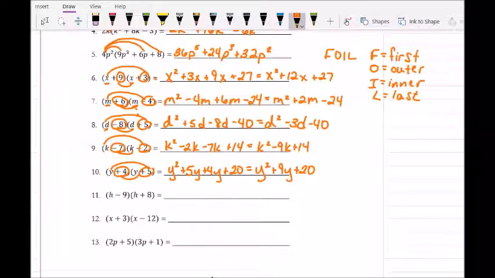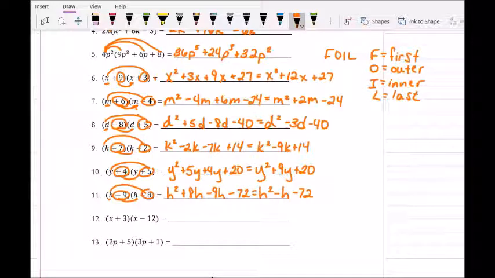Moving on, h times h is h squared. Outer is positive 8h. Inner is negative 9h. And last, negative 9 times positive 8 is negative 72. And combine those two middle terms: h squared, 8 minus 9 would be negative 1h, or just negative h, minus 72.